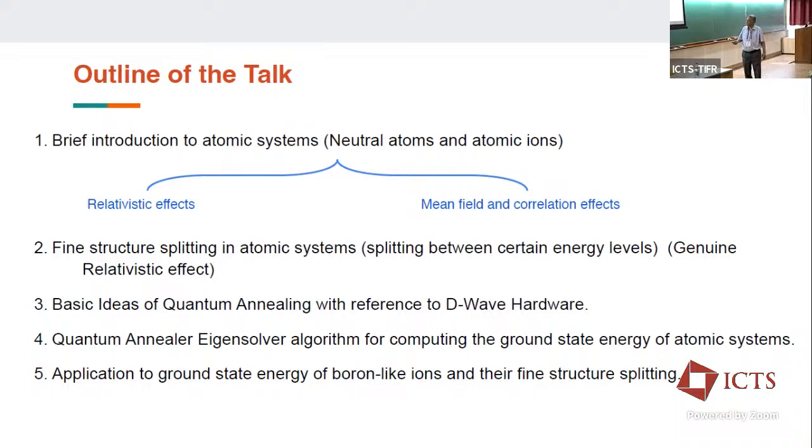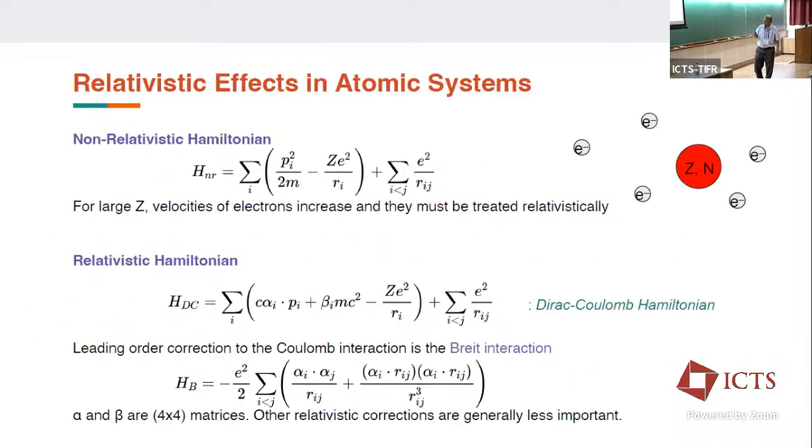So this is the fine structure splitting in boron-like ions. So it has an outer 2p valence electron, and the J value is, I mean, from a relativistic point of view, 1/2 and 3/2. So that difference is what we want to calculate using a quantum annealer, the D-Wave quantum annealer.